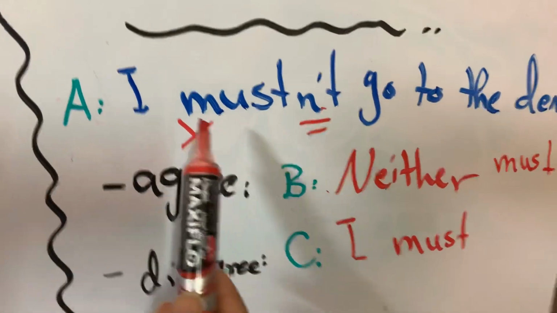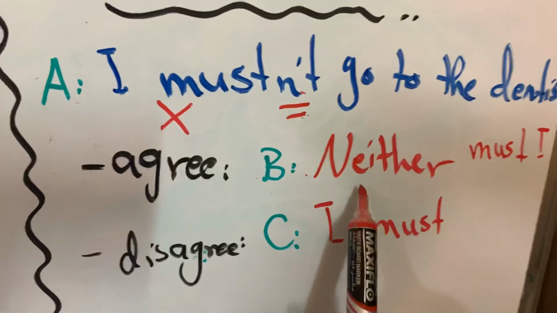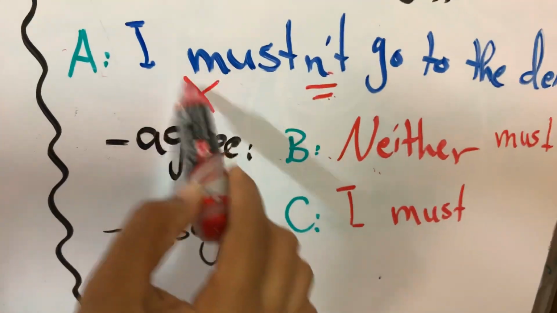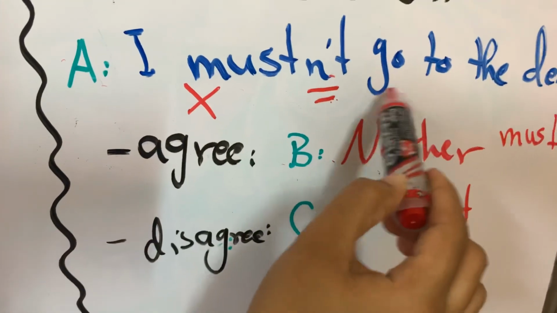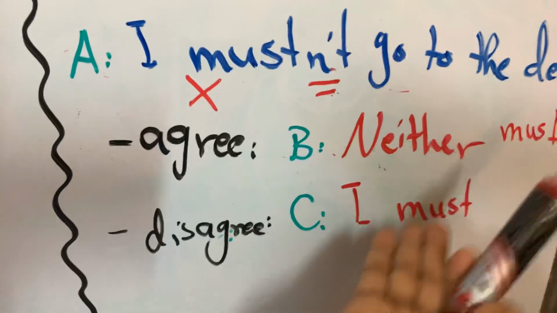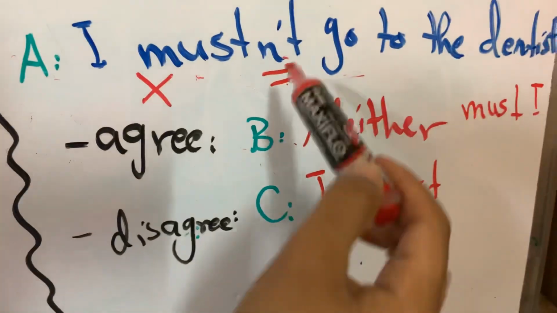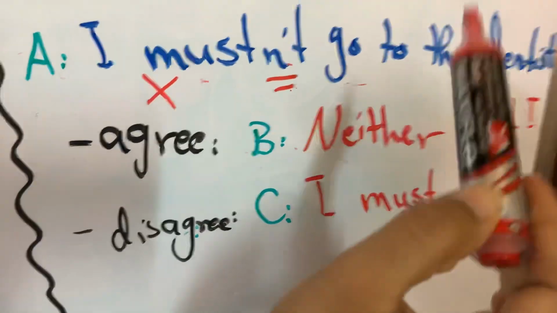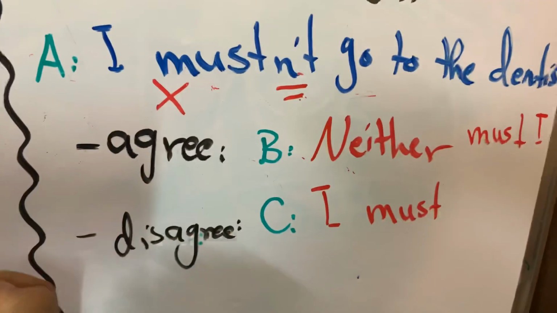And the question B agrees with him, and the sentence is negative. If it is negative, we will use "neither." Neither, and exchange the subject and the helping verb, not the main verb, not "go." "Go" is the main verb. We need a helping verb. So we will exchange them without "not." Why? Because "neither" is enough to give the negative meaning.